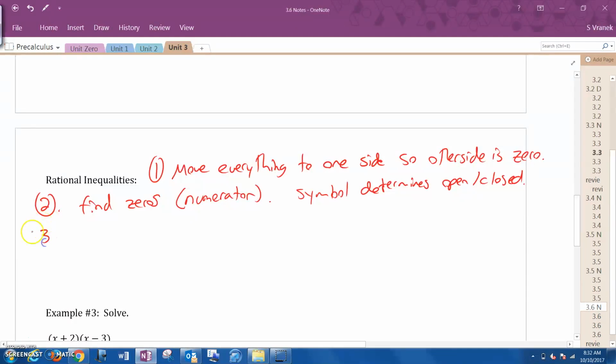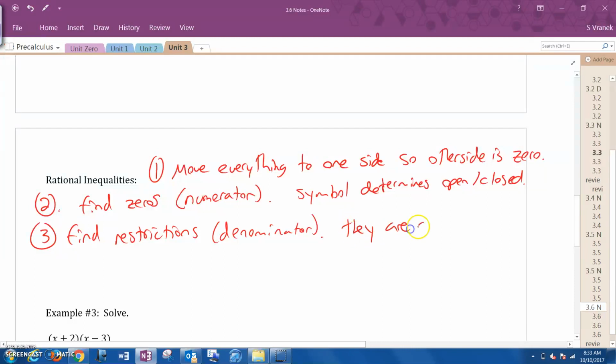So because of that, we need to find the restrictions, which are in the denominator. Now, since they're just restrictions, they are always open circles. That's the key. So anything you get from the denominator, the unknowns or the undefineds, you have to have open circles at those, even if it's a greater than or equal to symbol. And then finally, we do what we did before, test the intervals.